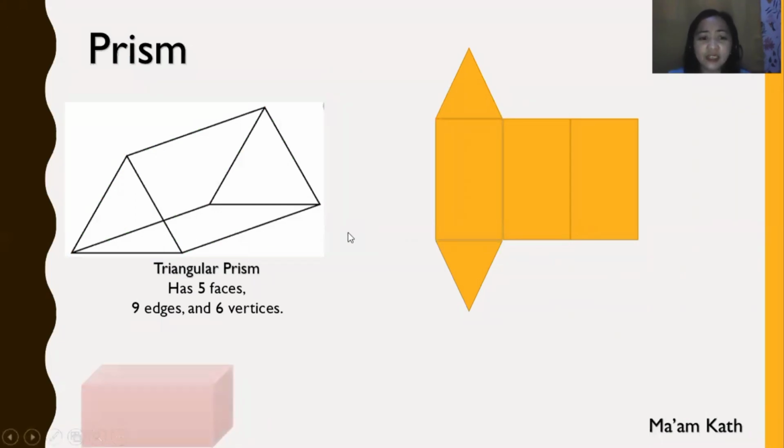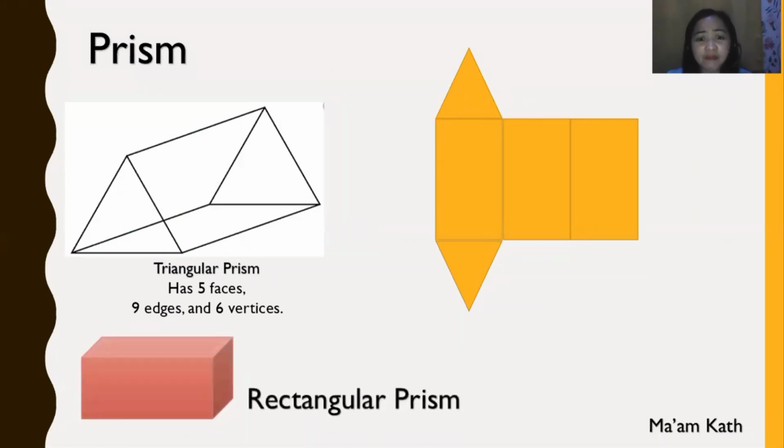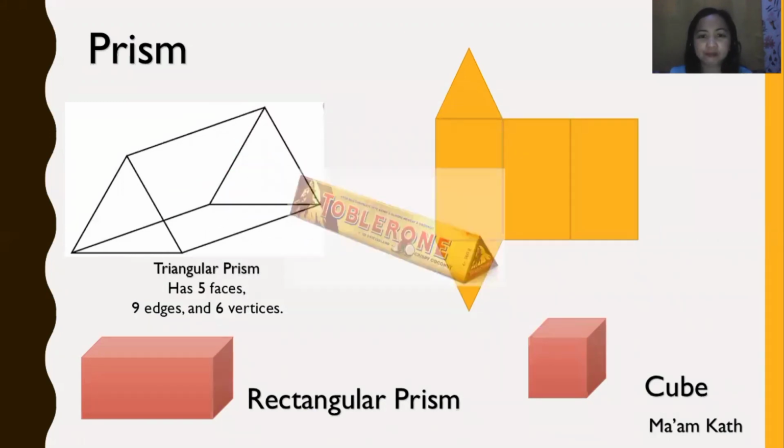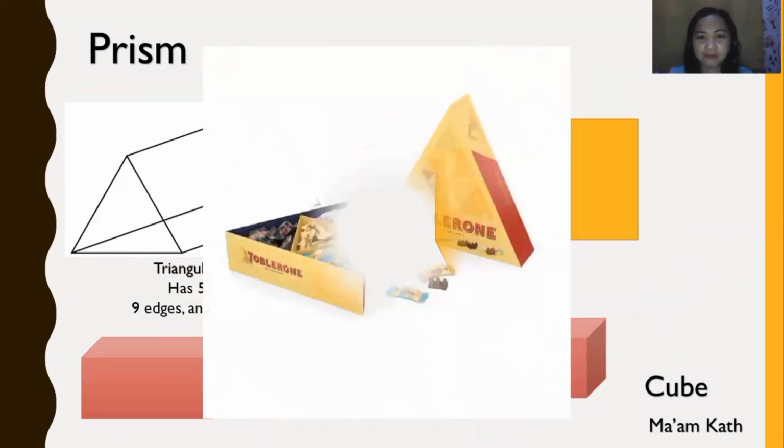And as I have said, rectangular prism and cube are examples of prism. And we have here a Toblerone box. This box is a concrete example of a triangular prism. This is also an example of a triangular prism.